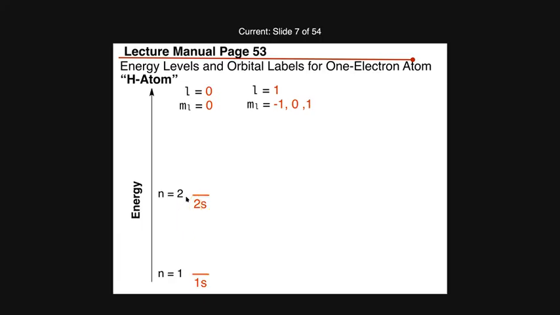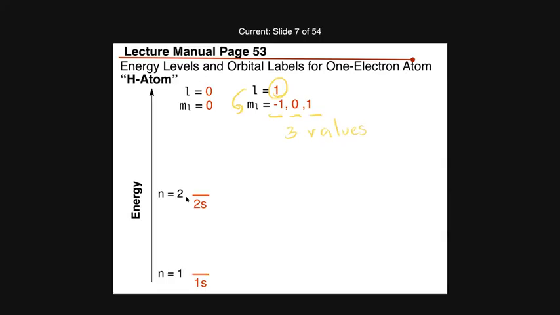Now, if you take a look at when L equal to 1, M sub L is going to be restricted by the value of L. The value of L will tell you about the value of M sub L. So if L equal to 1, then M sub L would range from positive 1 to negative 1, including 0 as well. So in this case, there are 3 values of M sub L. Therefore, you are going to end up with 3 orbitals for this subshell.